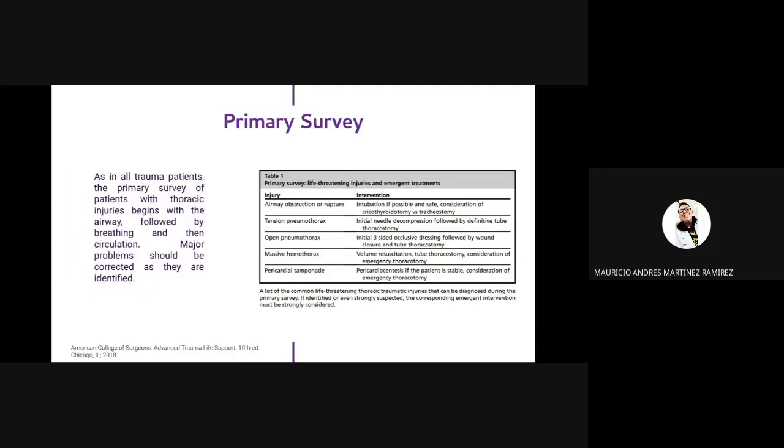In the primary survey, as in all trauma patients, the primary survey of patients with thoracic injuries begins with airway, followed by breathing, and then circulation. Major problems should be corrected as they are identified, and here we must identify the life-threatening injuries: airway obstruction or rupture, tension pneumothorax, open pneumothorax, massive hemothorax, and pericardial tamponade.